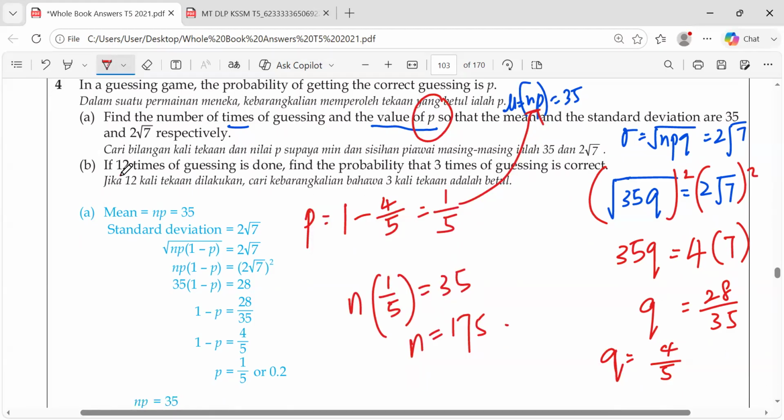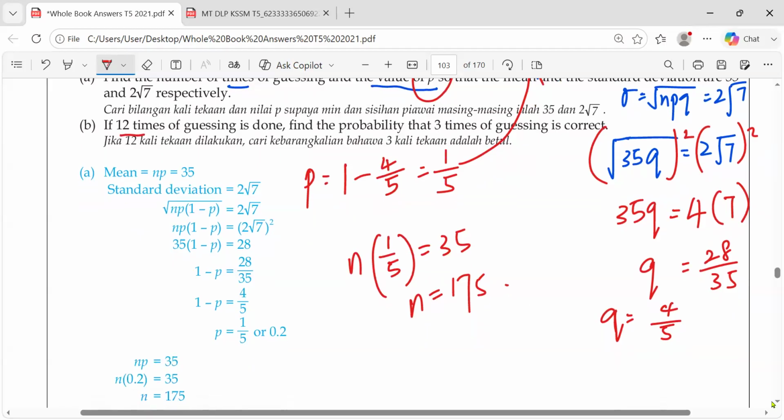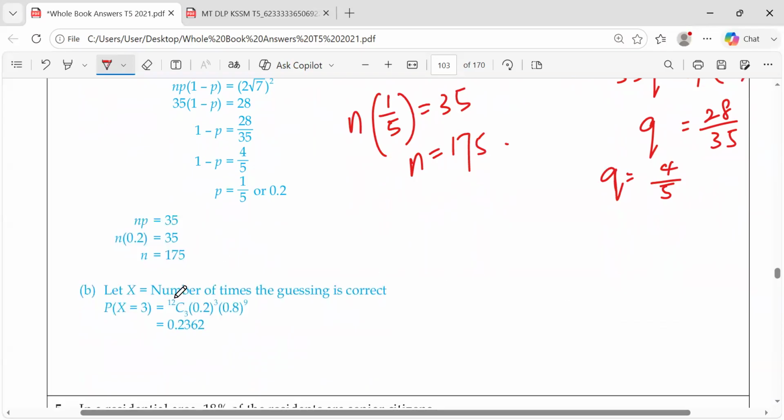Okay, look at the other solutions. If guessing is done 12 times, find the probability that exactly 3 times guessing is correct. So 12 is the N. So 12 and 3 times correct, the probability is 0.2, Q is 0.8. So this is 12 minus 3, I get 9. So this is the answer.